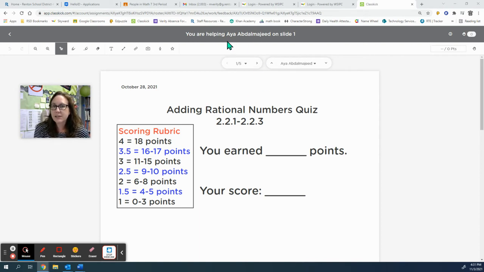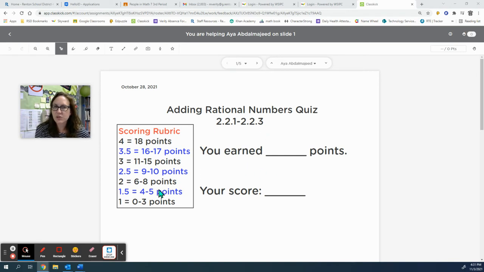I'm borrowing Aya's since Aya did hers on paper. Her quiz is completely clean, so I'm just going to use hers to show you the examples. Here's the answer, or not the answer key. The whole video is the answer key.